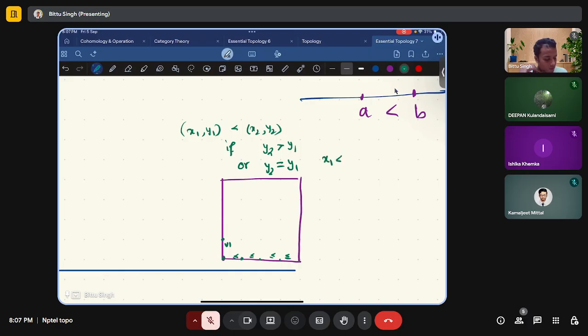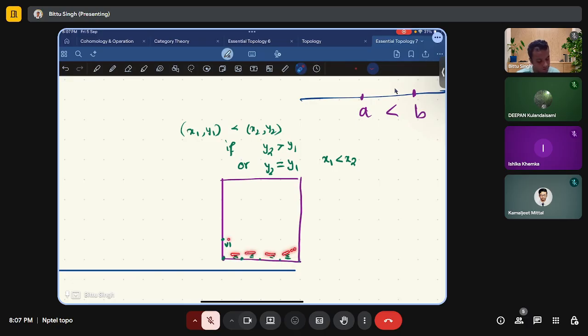Either x1 is less than x2. Those are two distinct points, meaning one of the components must be different. So if y2 is greater than y1, then the second one is bigger. Now if y2 and y1 are the same, then if x1 is less than x2, then again the second one will be bigger. Okay, I can define the ordering in this way.